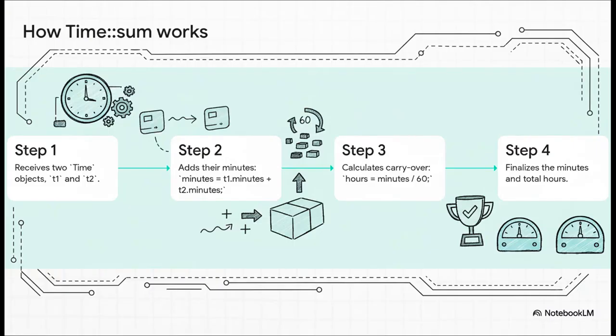Check this out. We've got a function called sum that's part of a time class. Its whole job is to add two different time objects. So it takes in two of them, T1 and T2. And here's the really cool part. Because the sum function is part of the time blueprint, it has special permission to open up T1 and T2 and directly look at their private data, their minutes, their hours, and use that info to do the math. It's a perfect example of objects from the same family working together.